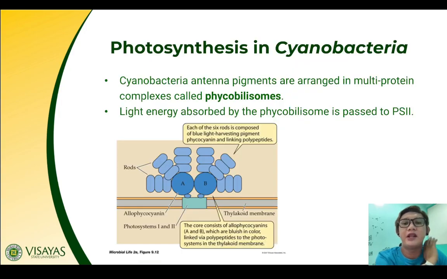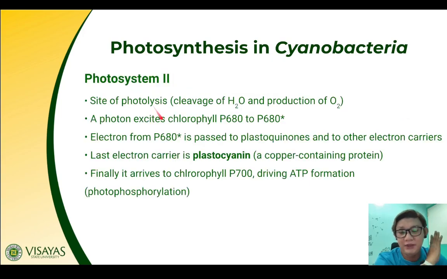So cyanobacteria antenna pigments are arranged in multi-protein complexes called phycobilisomes. Light energy is absorbed by the phycobilisome and is passed to photosystem 2. So this is photosystem 1 and 2. We have here the allophycocyanin and some accessory pigments. Photosystem 2 is the site of photolysis, the P680. Photolysis is the cleavage of water and the production of oxygen.